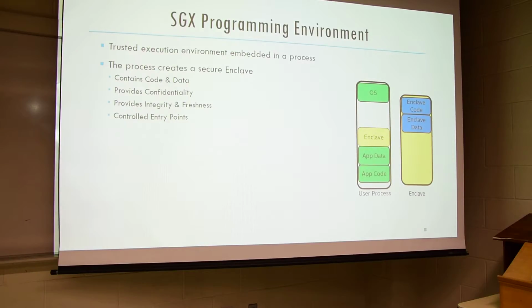All right, so the process creates a secure enclave. So what is needed for that? So first of all, what kind of features does that give you? That's what I like to talk about now. So first of all, I said it contains the code and the data. You want to provide confidentiality, integrity, and freshness. And you would also like to make sure that you have controlled entry points. You cannot just willy-nilly jump into the enclave's code. You need to go through a very specific procedure.